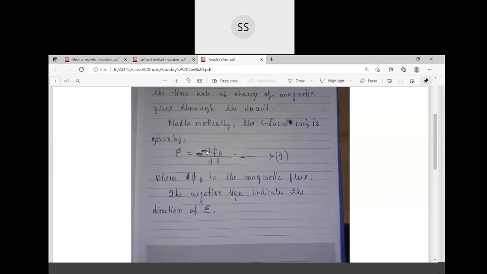So in whichever way we are changing the magnetic flux, EMF will be induced in the opposite direction of the magnetic flux.